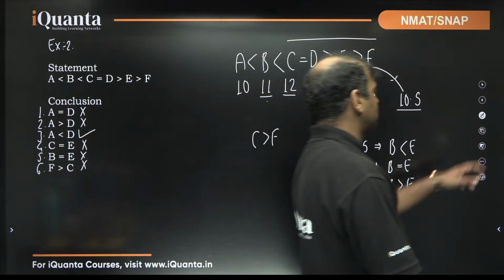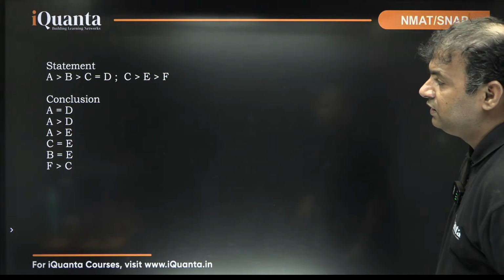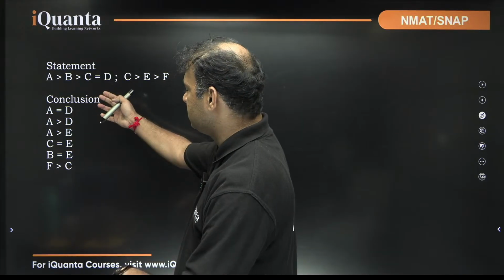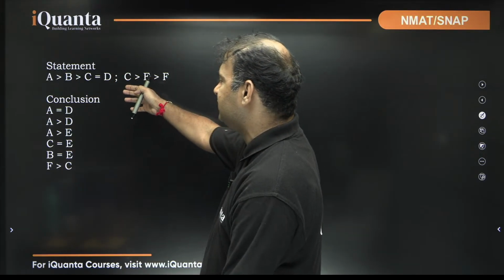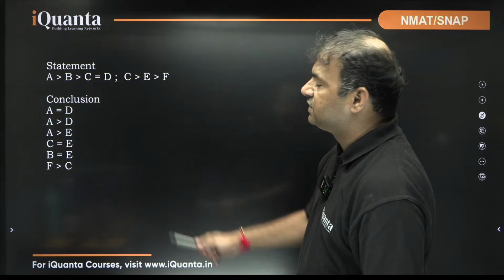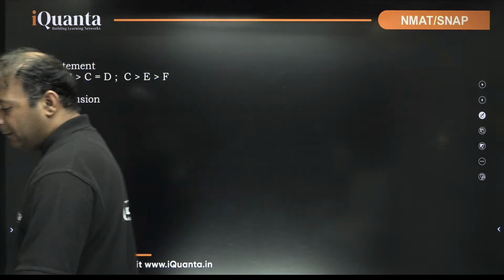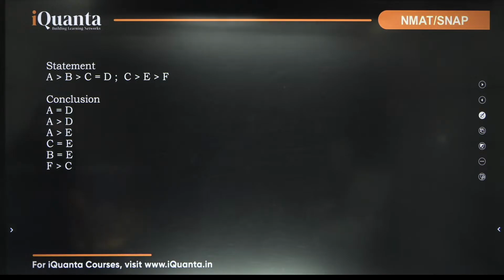Okay guys, let's discuss the next one. This time, we are connecting two statements. Let me show you. This is that A is greater than B, B greater than C, C equals D, and then C is greater than E, E is greater than F, right? And we again have 6 conclusions. This time there are 2 statements given, and we have to combine them to try to answer which of the conclusions can be true here.